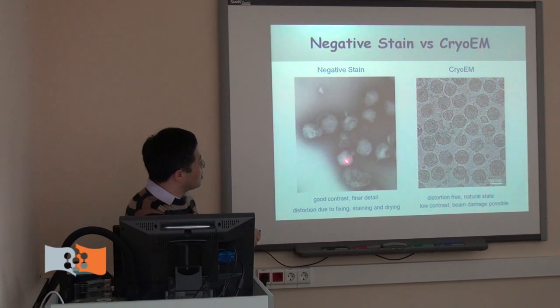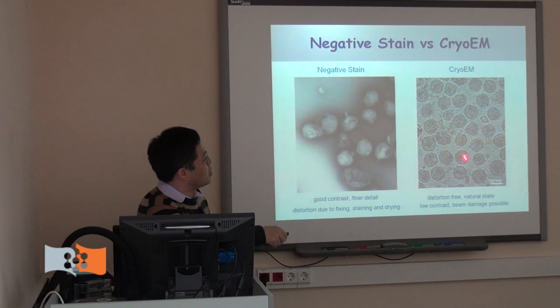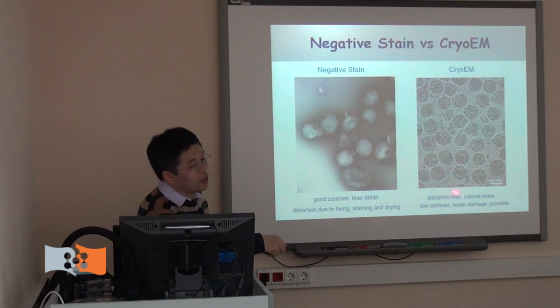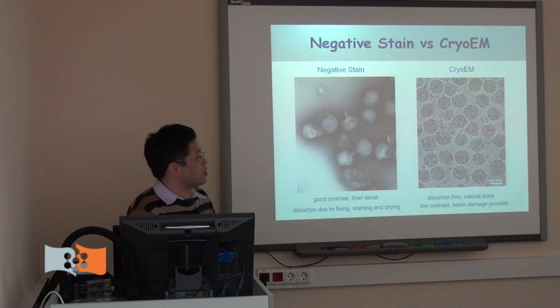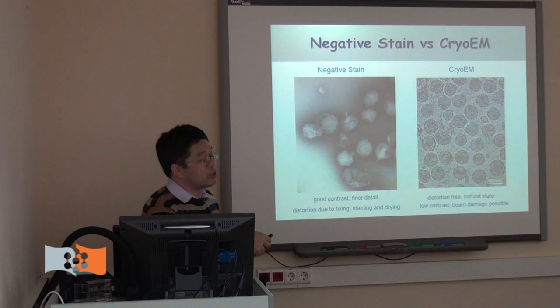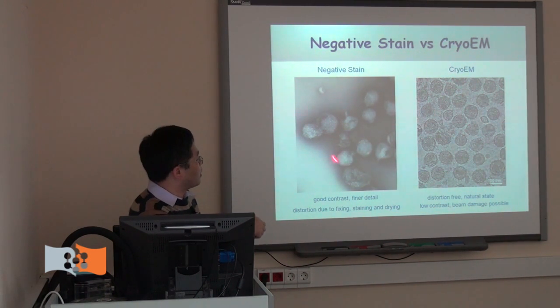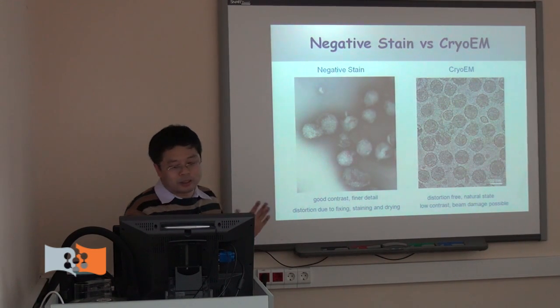But negative stain will disrupt your virus, so the whole virus structure gets disturbed. With cryo-EM you can keep it in good shape. So negative stain has good contrast and fine detail but distortion, while cryo-EM is distortion free but low contrast. So we have to develop methods to enhance the contrast so you can see it more clearly. That's negative stain EM and cryo-EM. These are two examples.